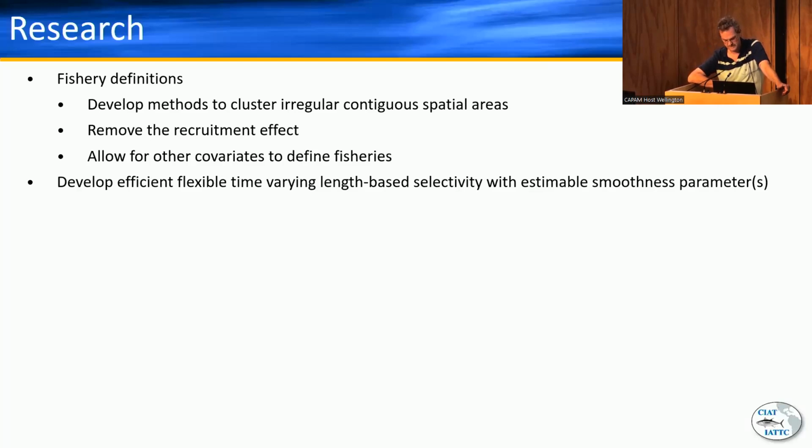And I'm not sure if we need this anymore, because I said we need double normal selectivities. But anyway, I think there would be a good case for developing efficient, flexible, time-varying length-based selectivity with estimable smoothness parameters. Something a little bit easier for me to understand than a spline.